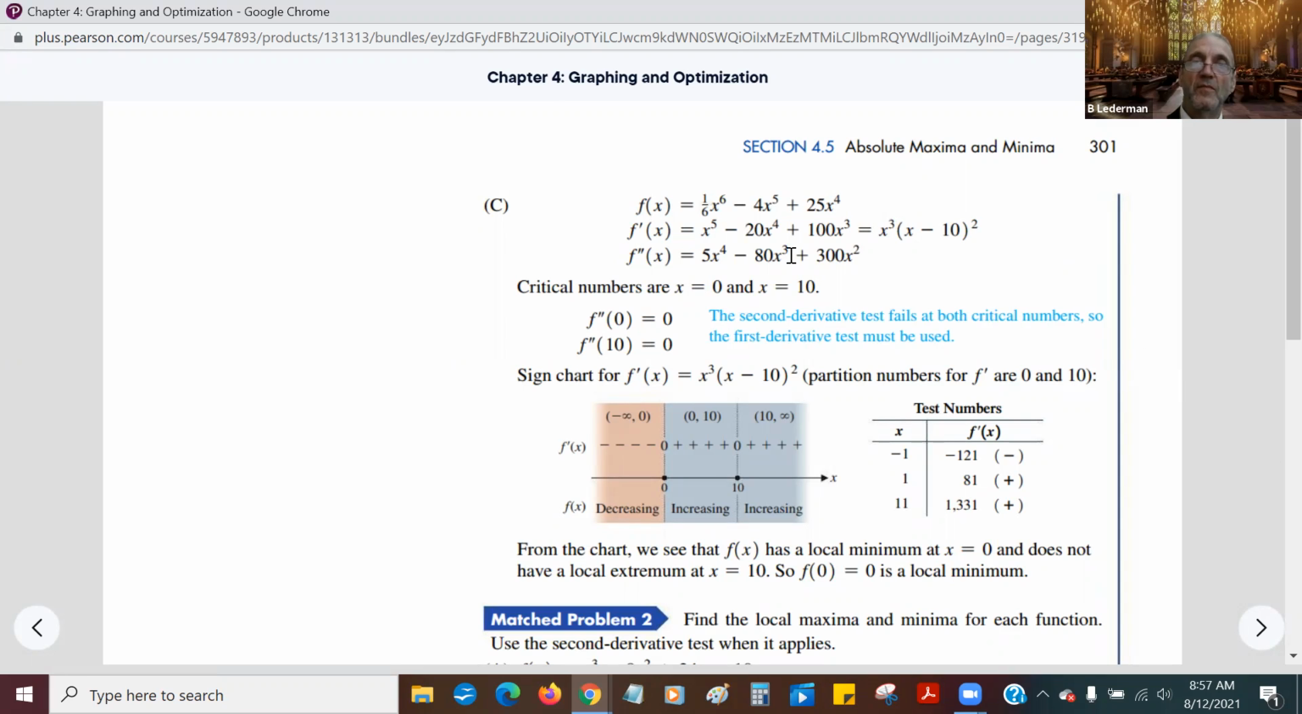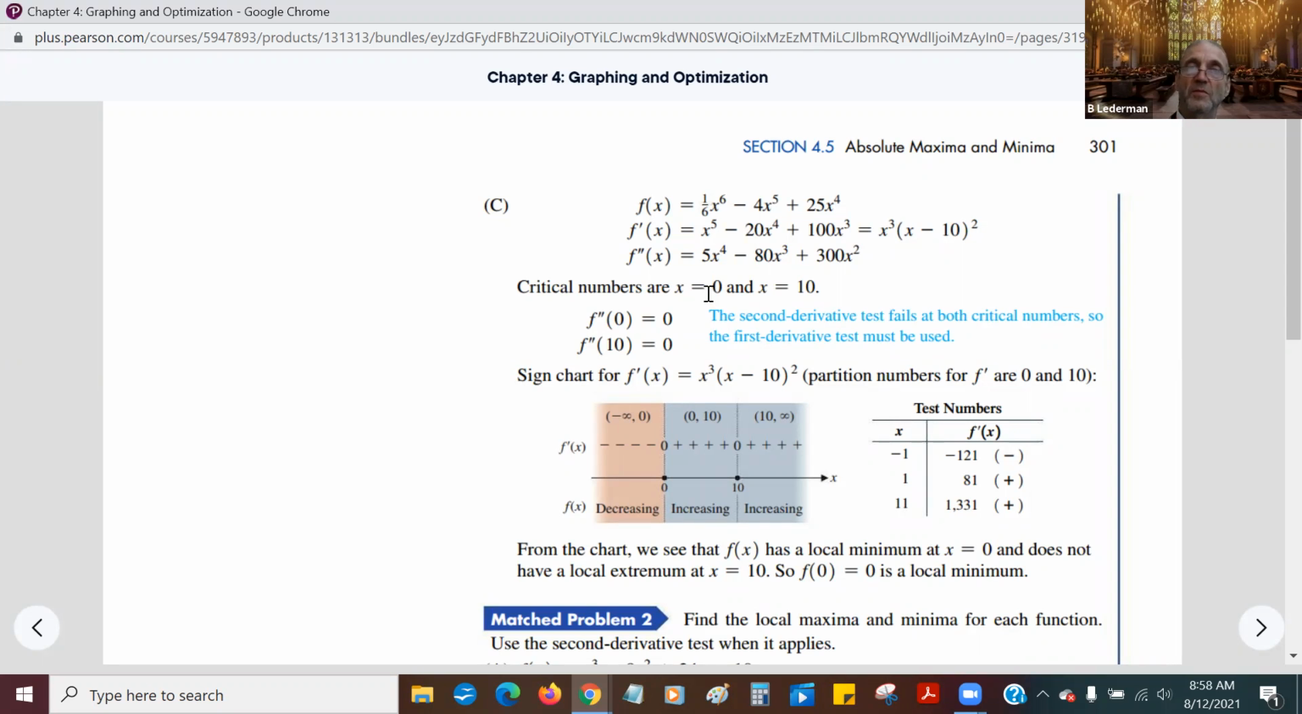Let's look at C. So f of x is 1/6 x to the 6th minus 4x to the 5th plus 25x to the 4th. When I take the derivative and factor everything out, I get x cubed times (x minus 10) squared. Now I take the next derivative. I can take the second derivative either by differentiating these terms here, which is probably easier, or I could use product rule and chain rule over here. But it's probably easier just to go straight this way. So why did I bother factoring it? That was just because I want to see when the first derivative equals 0.